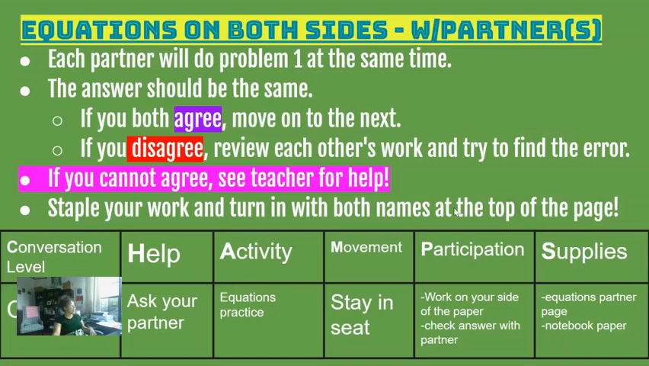Now, you guys are going to work on the partner practice. Each partner will do one problem at the same time. The answer should be the same when you're done. If both agree, move on to the next. If you disagree, review each other's work and try to find the error. If you cannot agree, see the teacher for help. I'm not here, so you're on your own. You got this. I believe in you. Okay? Awesome. You can always see me for tutoring.